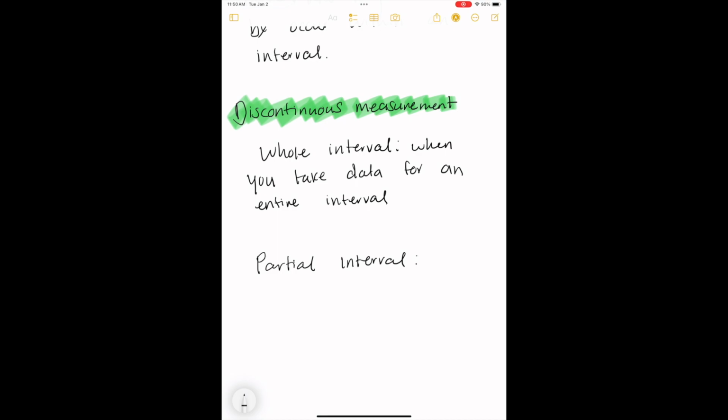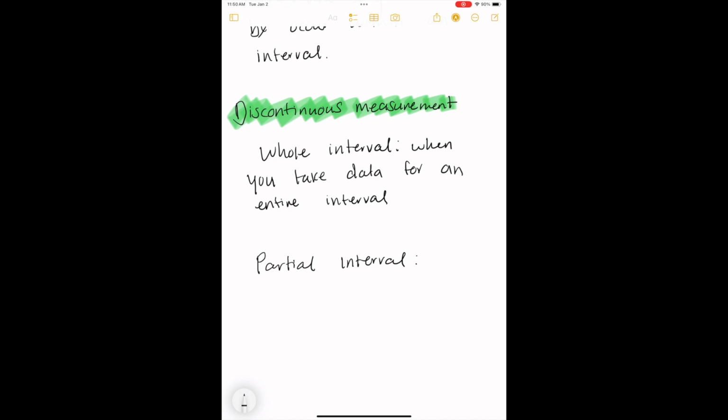So partial interval is when you might have an interval of 7 minutes, but you're taking data in those 7 minutes for 2 minutes. This doesn't really happen a lot in ABA. I was an RBT for 2 years and we never really ever did discontinuous measurement.